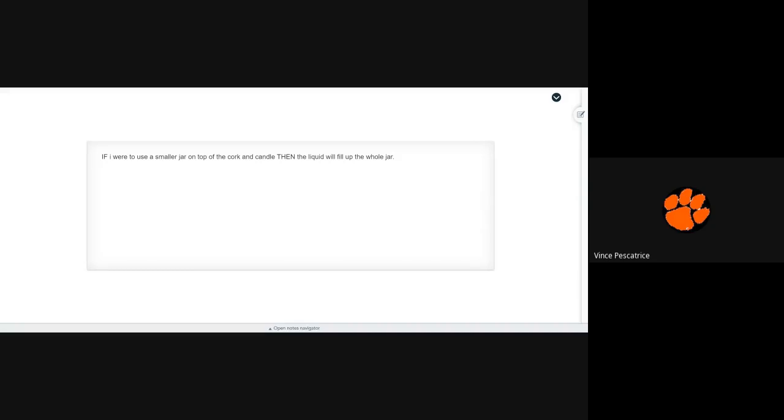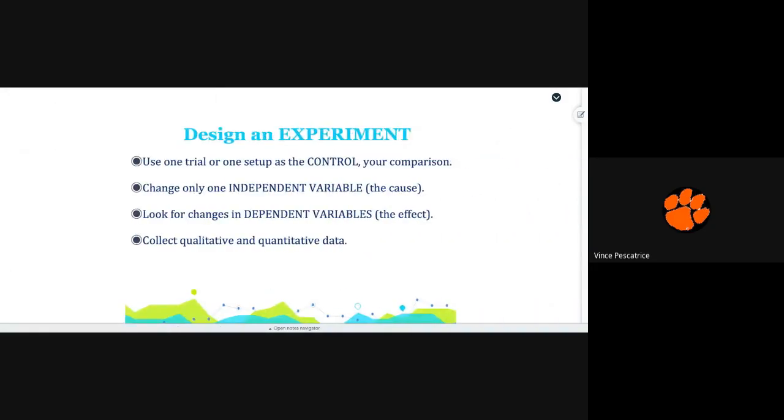So the last thing we're going to talk about today is designing the experiment. When you design the experiment, you need a control, independent variable, and dependent variable. The control is the comparison. So it's going to be the regular experiment you're comparing your results to, which was going to be the video that we already saw today.